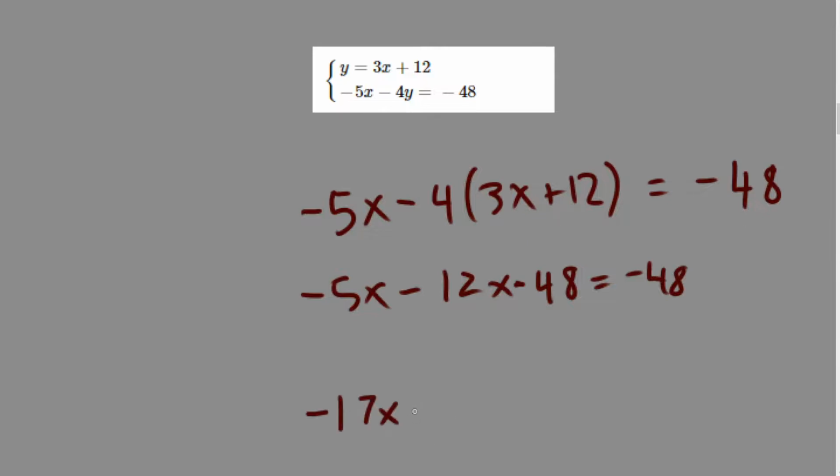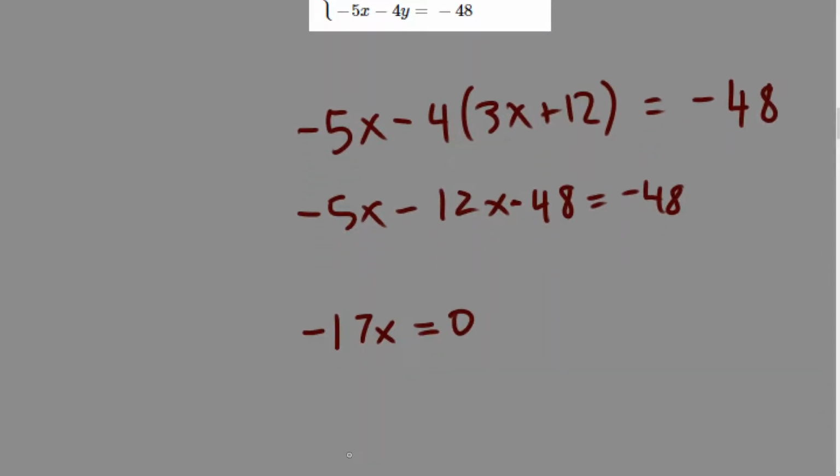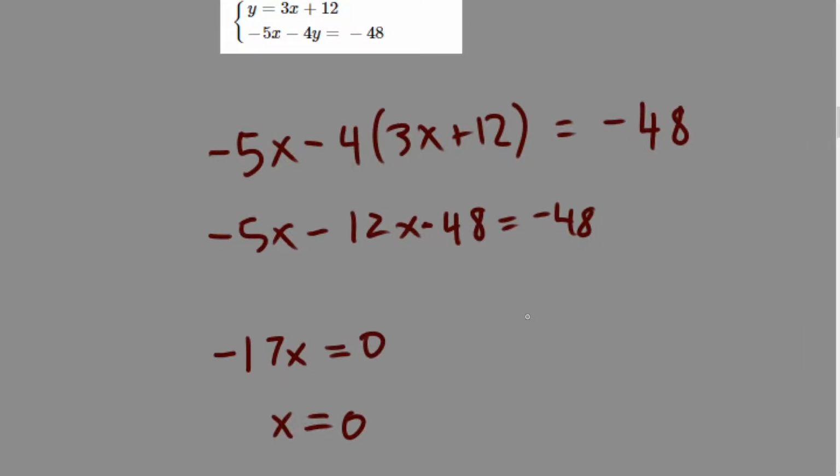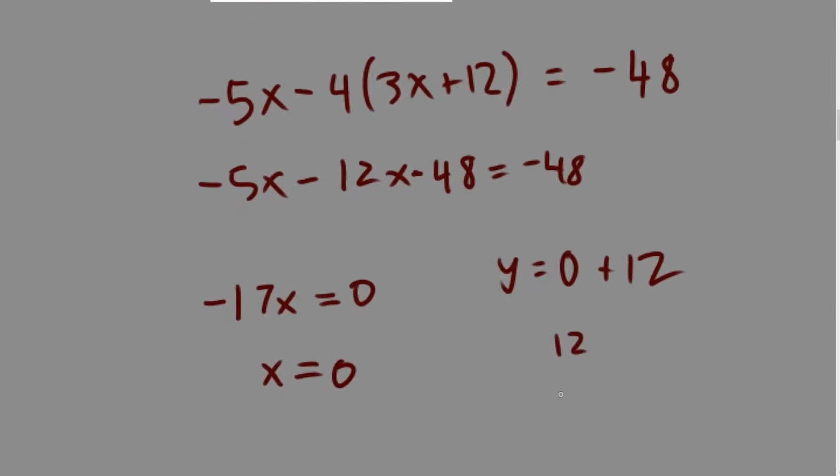And then we'll add 48 to both sides. And that will give us equals 0. And so we'll divide both sides by negative 17, and that will give us x equals 0. Now we'll plug that back into the beginning. We'll get y is equal to 0 plus 12. So y is equal to 12. And let's plug that in. We have negative 4 times 12. Yeah, okay, so our solution is going to be 0, comma 12.